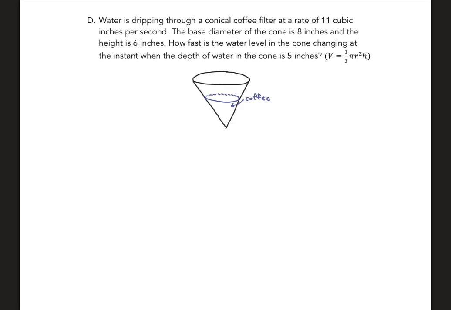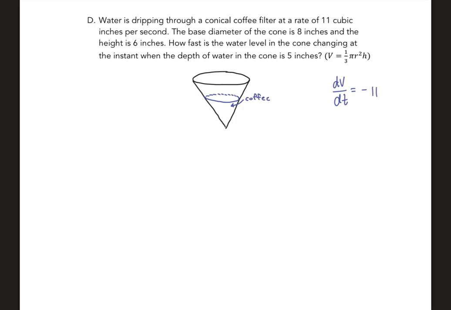Okay, so they say water dripping through a conical coffee filter at a rate of 11 cubic inches per second. So now we know the 11 cubic inches per second. Cubic inches is volume, so that's dV dt. And it's dripping through, so that means this water, this volume, is going to be decreasing at that rate that they say, which is 11.